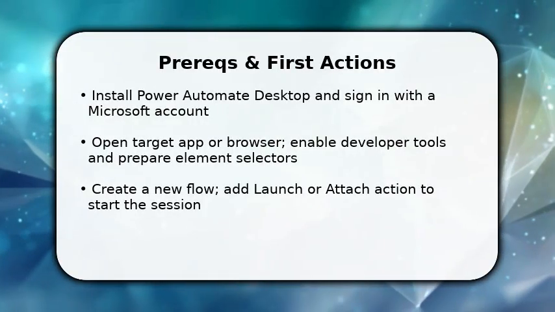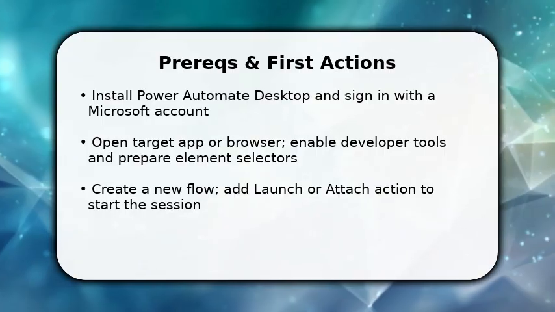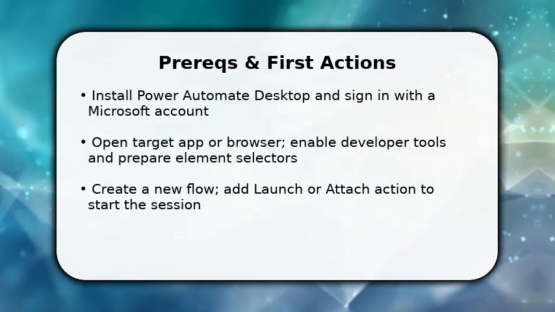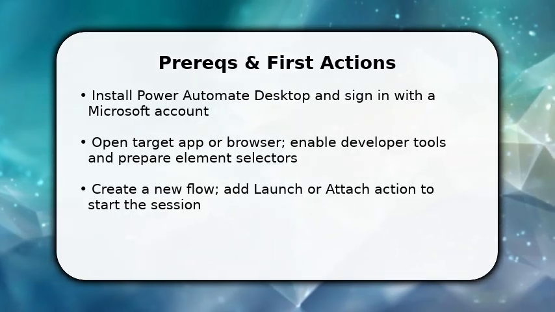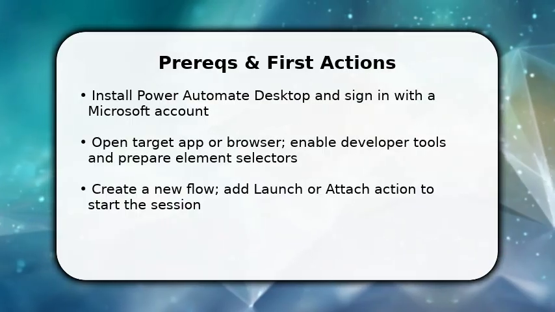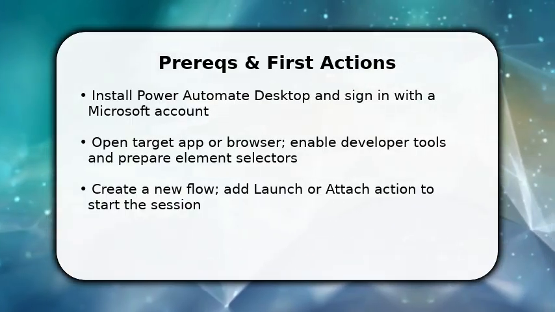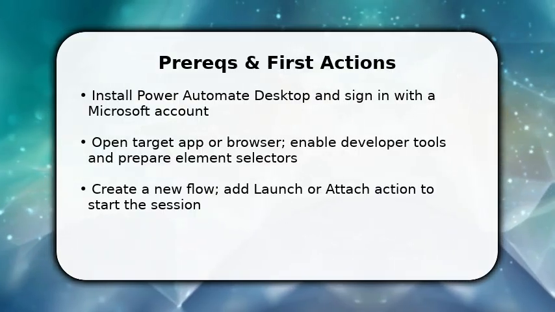You start by confirming prerequisites: Power Automate Desktop installed, signed in, and the target app available. Next, create a new flow and immediately add a launch or attach action so the session is live. Once done, open the browser or application and enable developer tools to inspect elements. Then add a UI automation step to capture selectors.